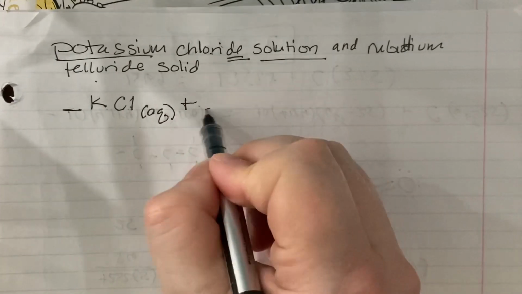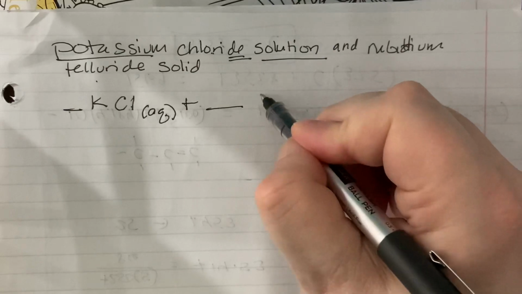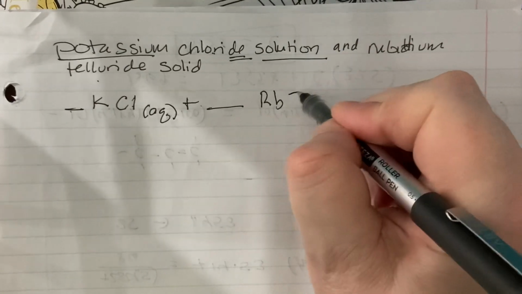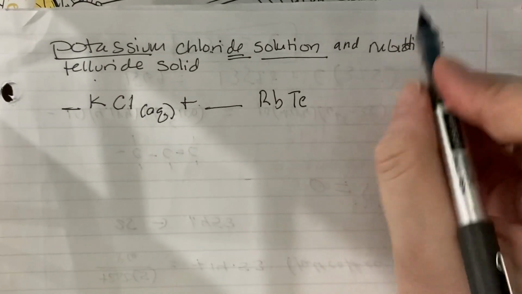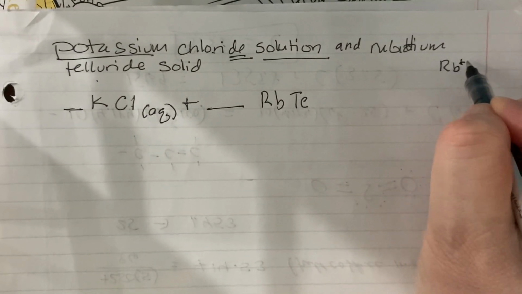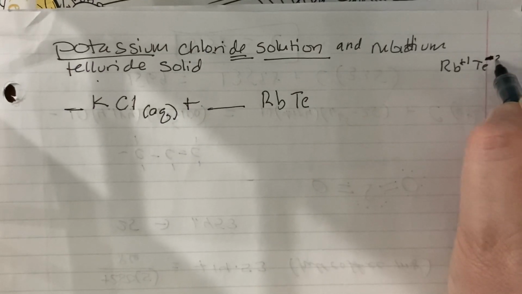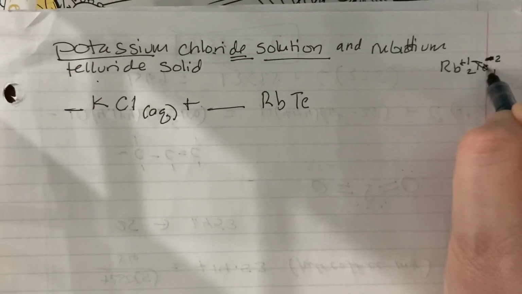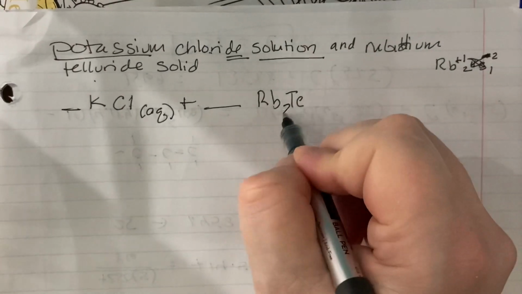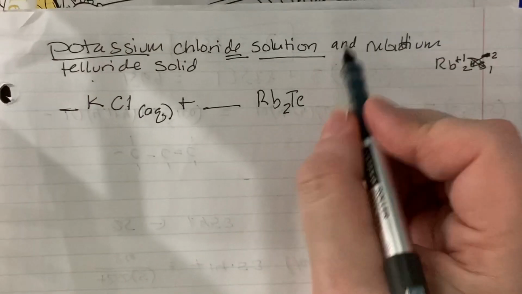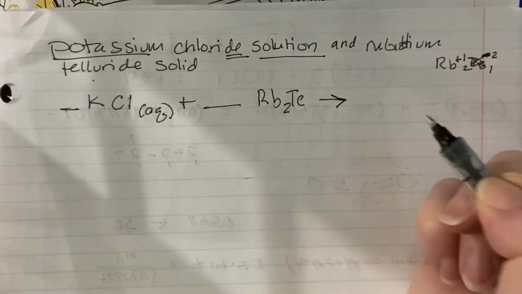And rubidium telluride. Rubidium is in group 1 on the periodic table, and tellurium is in group 16 on the periodic table. So I'm going to do a little side quest over here so that I can find what the chemical reaction is. Okay, doing my crisscross. So there's 2 rubidiums for 1 tellurium. And then that was the sentence starter. That's all they gave us.